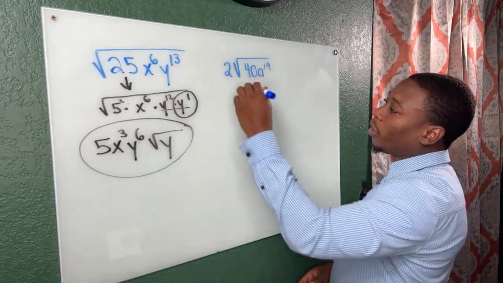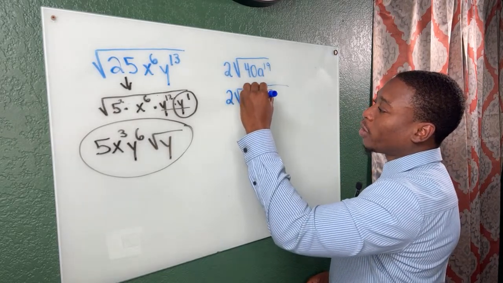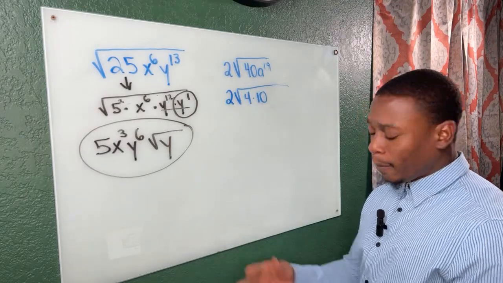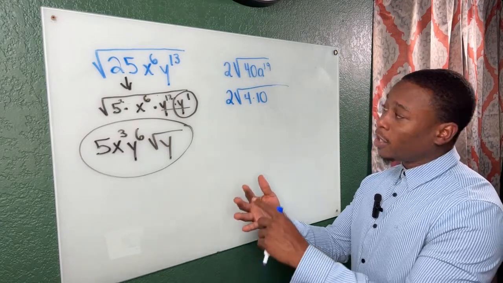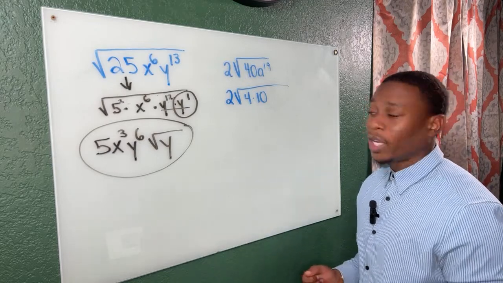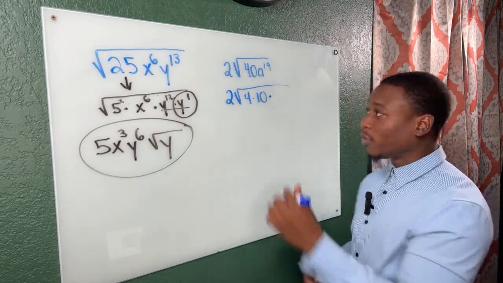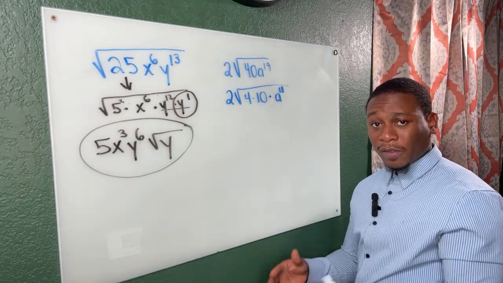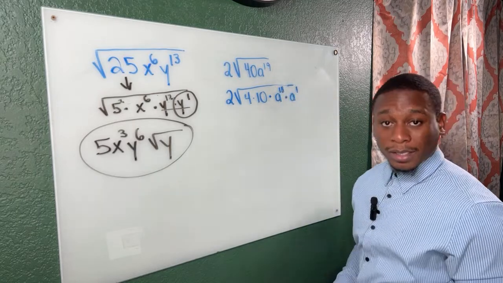So what we're going to have here is 2 times the square root of 40a to the 19th, right? So when we think about the perfect squares that go into 40, 25 can't go into 40, 16 can't go into 40, 9 can't go into 40, but 4 can. So we have 4 times 10. And if I follow that rule of multiples of 2, I'm going to have a to the 18th, because that's the highest even number before 19, and we're going to put that a to the first power by itself.